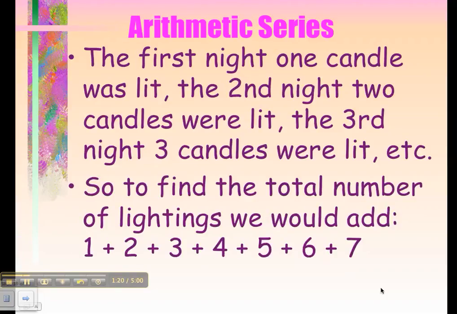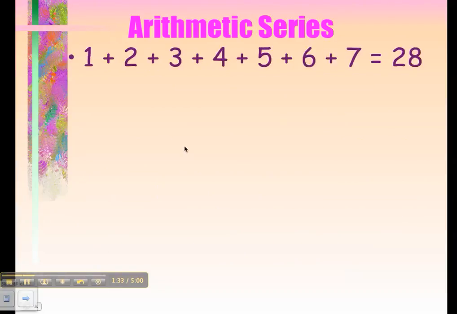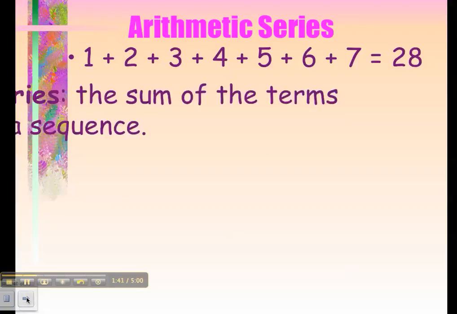To find the total number of lightings, you would add together the numbers from all 7 nights, and you would see that it goes from 1 through 7. So we're adding the numbers together. So what I get when I add those together is 28. So that's the total number of lightings that are done in a 7-day span during Kwanzaa.